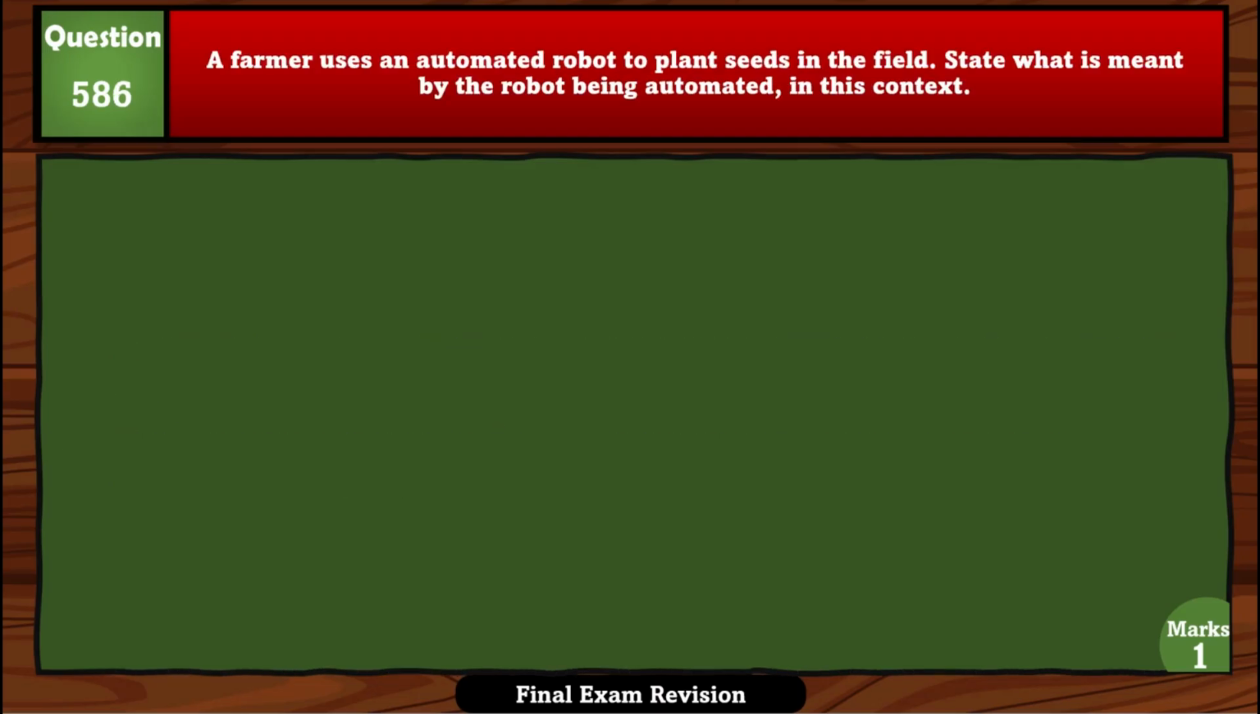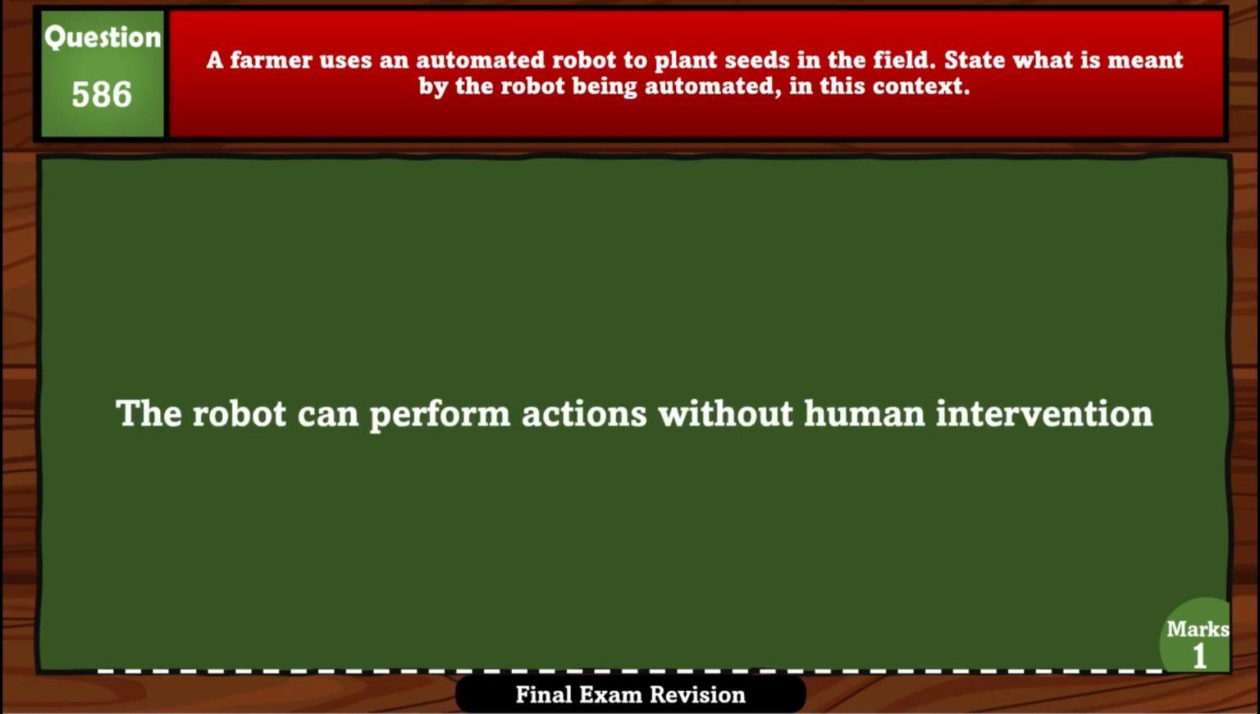Question 586. A farmer uses an automated robot to plant seeds in the field. State what is meant by the robot being automated in this context. The robot can perform actions without human intervention.